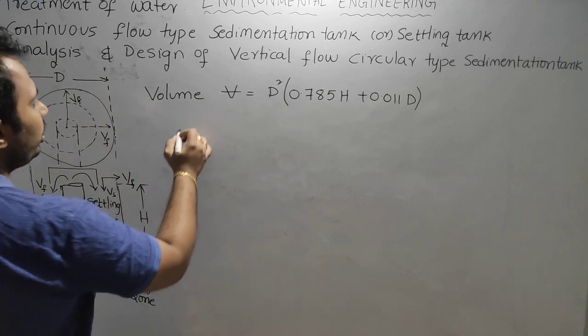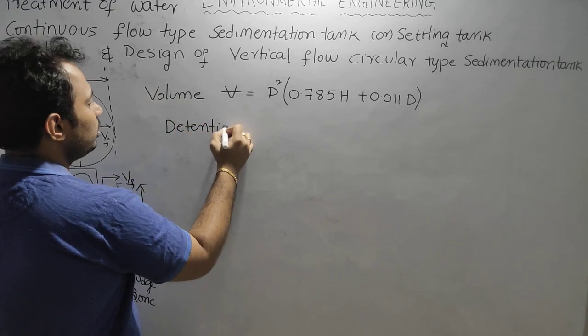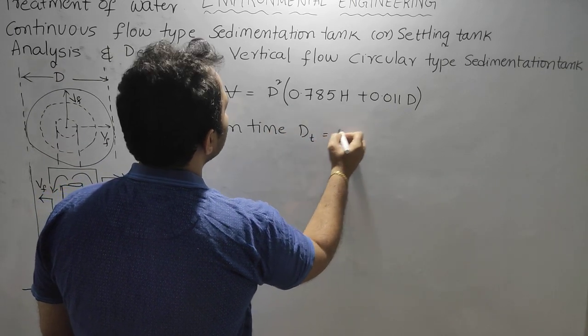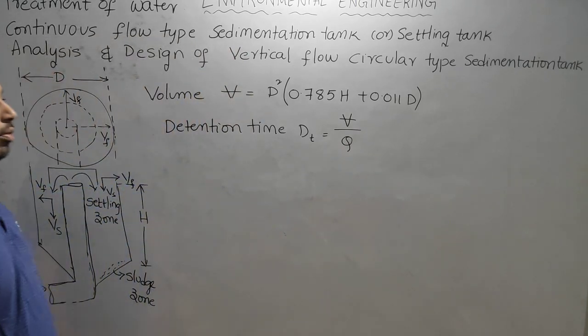And if you want to determine the detention time, dt is equal to, we know that, volume by Q. So if you know the volume of the circular sedimentation tank, then we can find the dt using the formula dt is equal to volume by Q.